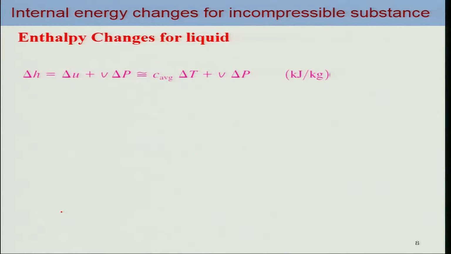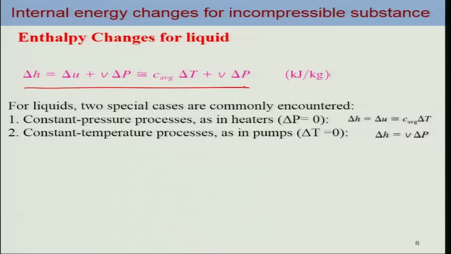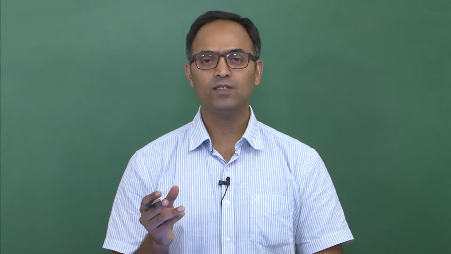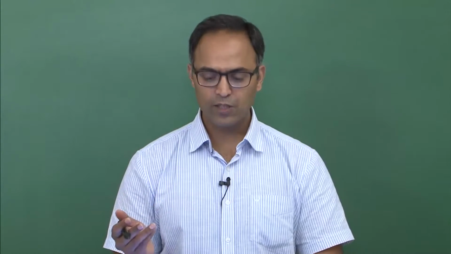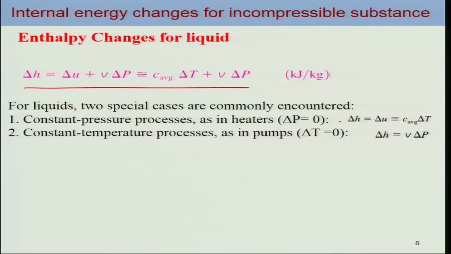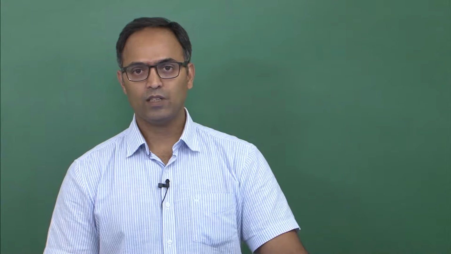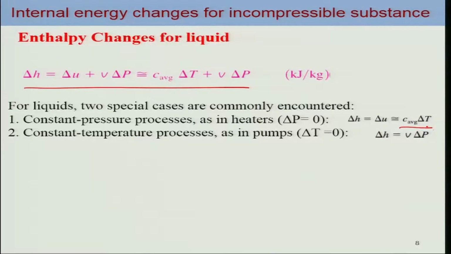So let's look at this change in enthalpy for liquids. Again we start with the same expression. Now there are two specific cases. The first case is a constant pressure process, where we can consider delta P to be 0. In that case your change in enthalpy is simply your C average delta T. The other case is where your temperature is constant, that means your delta T is 0, which means the first term is going to be 0 and delta H is equal to V delta P.